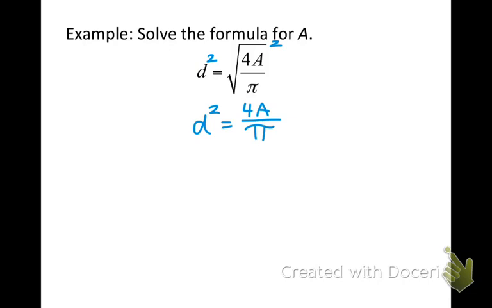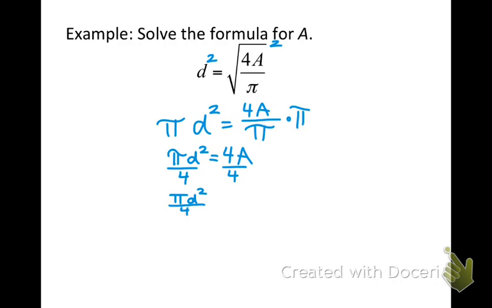What would you do next? Multiply by pi. So then we get pi D squared is equal to 4A. Divide by 4. So then we get pi D squared over 4 equals A. Done. Those aren't complicated, are they? Just move the stuff around.